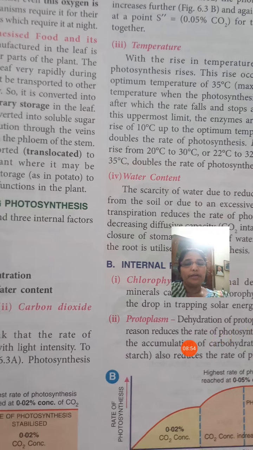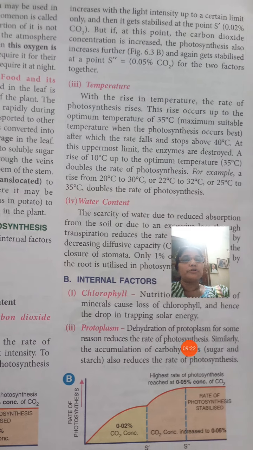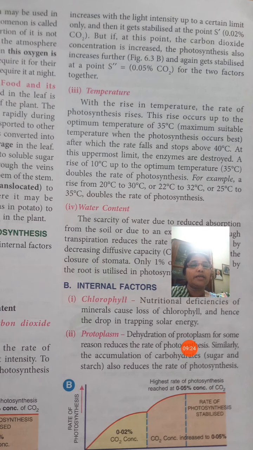After giving this graph, several questions may also be asked. You should learn what is explained in the graph. You should learn and understand about the graph. After giving this picture, several questions may be asked. What is explained in the graph may be asked in the examination. Then the optimum temperature for photosynthesis is 35 degrees Celsius.